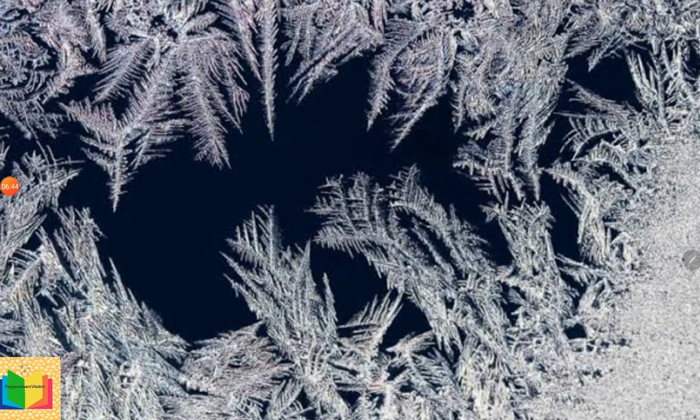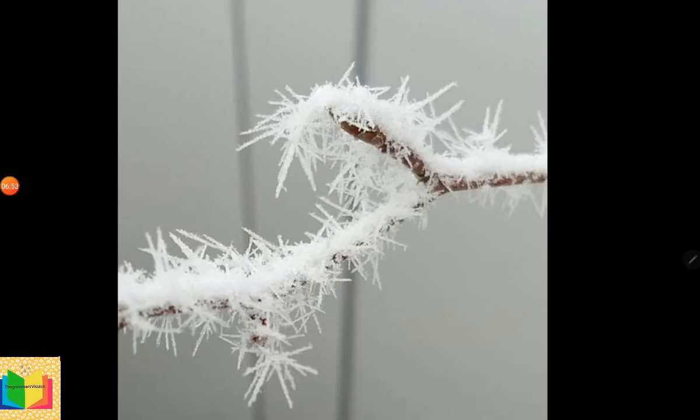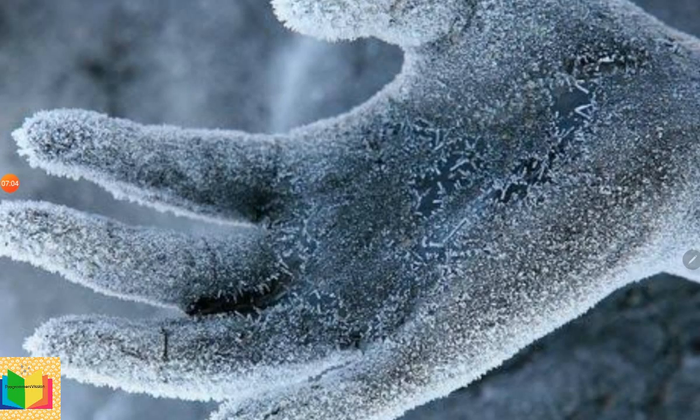The last but not the least is deposition. Deposition is the reverse of the process of sublimation. Here, a gas solidifies directly without going through the liquid stage when it undergoes a reduction of temperature. The best example of deposition is the forming of frost in extreme cold conditions.